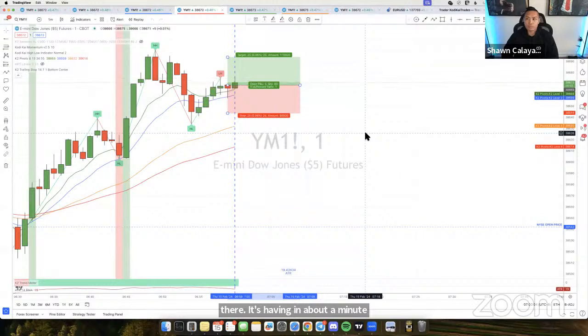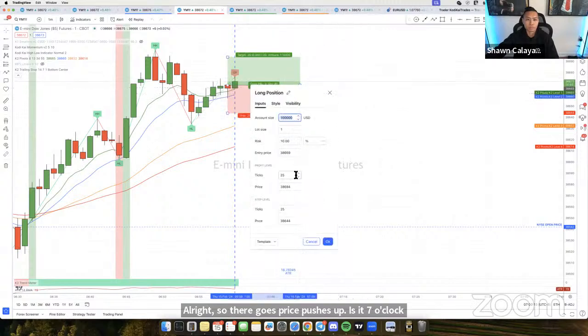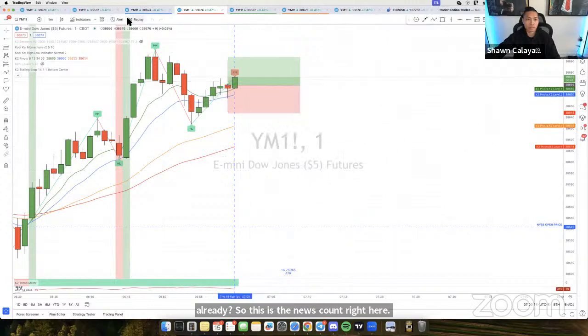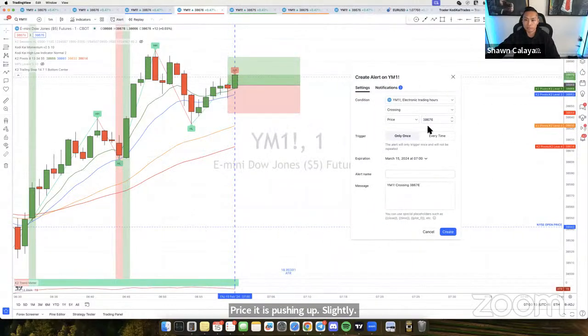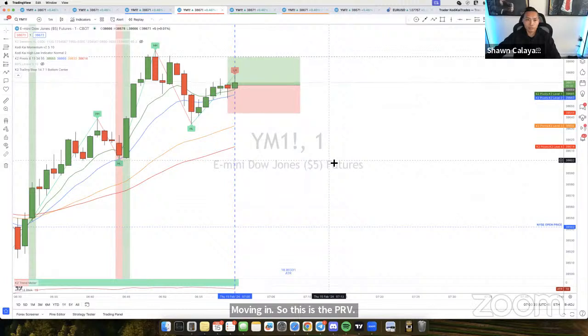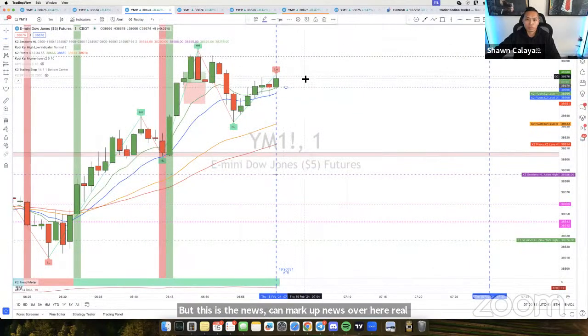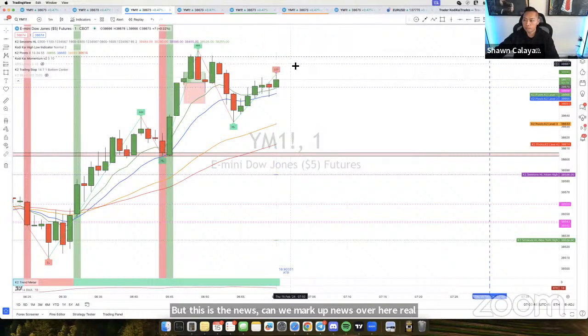All right, so there goes, price pushes up. Is it 7 o'clock already? So this is the news candle right here. Price is pushing up slightly. It's not really having a big effect on it, but it is moving it. So this is the PRB. Yeah, it's not really having too much of an effect on it. But this is the news candle. Let me mark up news over here real quick. It's just really slow.